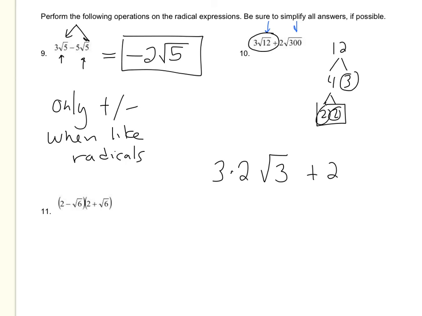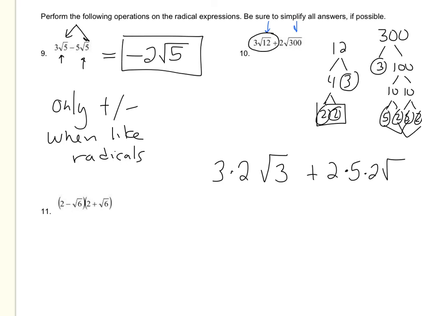Now for the next one, I start with a 2 on the outside, then I have to break down 300. So that's 3 and 100. That's 10 and 10. That's 5 and 2, 5 and 2. So if you see, I have a group of 5s and a group of 2s with a 3 left over. So I'll take a 5 out and a 2 out and I'm left with 3. Well, now look, those radicals are going to match. So this is going to be 6 radical 3, because 3 times 2 is 6. And 2 times 5 times 2 is 20 radical 3. So 6 plus 20 is 26 radical 3.